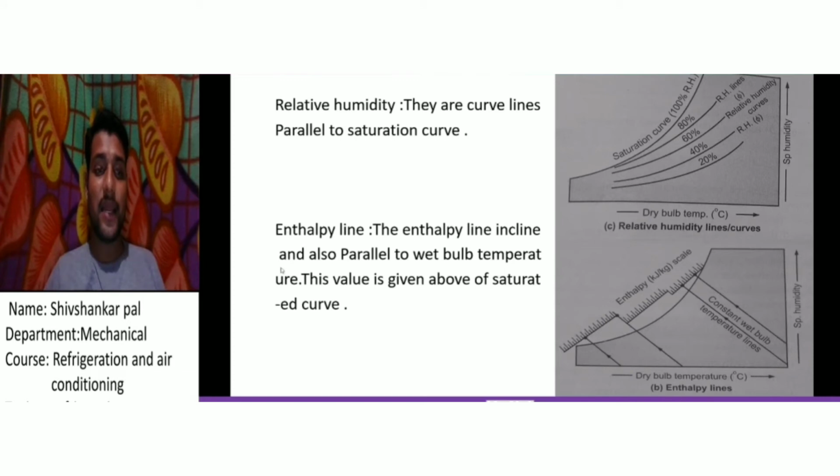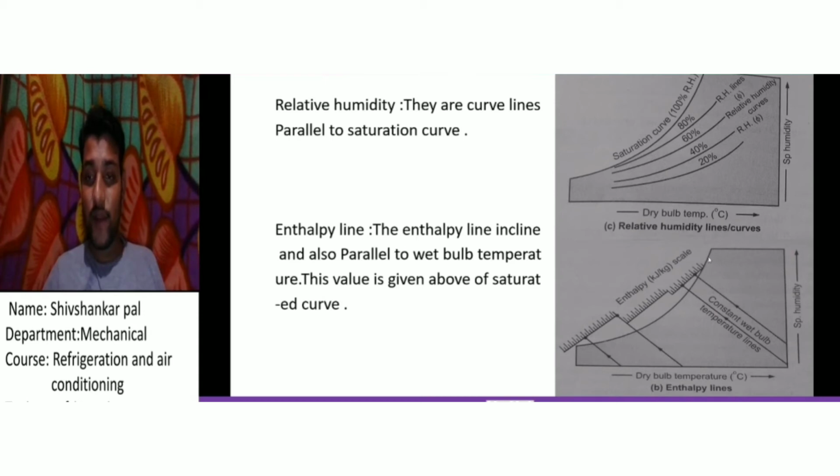Enthalpy line. The enthalpy lines are inclined and also parallel to the wet bulb temperature lines. These values are given above the saturated curve. What am I saying? Our enthalpy line is also an inclined line, and it is parallel with the wet bulb temperature line, because both lines are inclined and parallel. But this value is not given on the saturated curve. This value is in step form, a line. That line shows the enthalpy of our moisture.